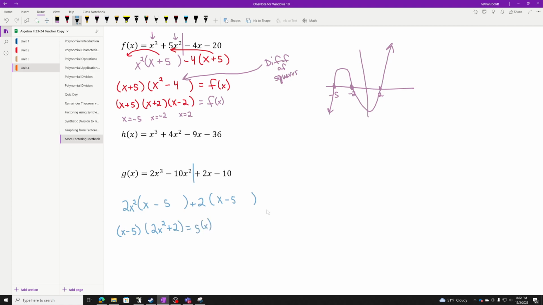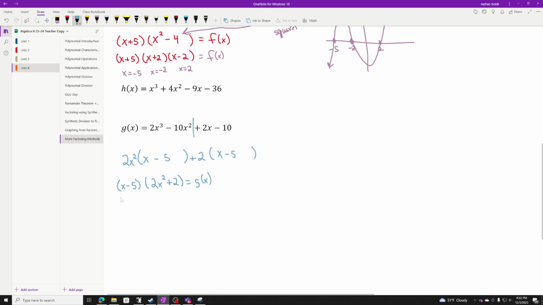All right, where are my x-intercepts? Well, this one is easy. That one's 5. But this one, not much to do there, is there? So what we have to do is set it equal to 0. 2x squared plus 2 is equal to 0. Minus 2 minus 2. 2x squared is equal to negative 2.